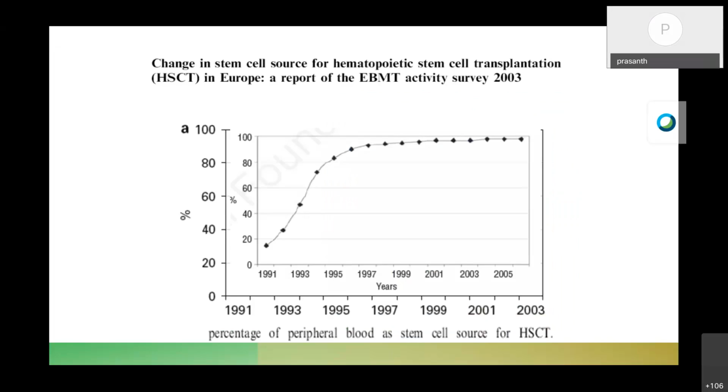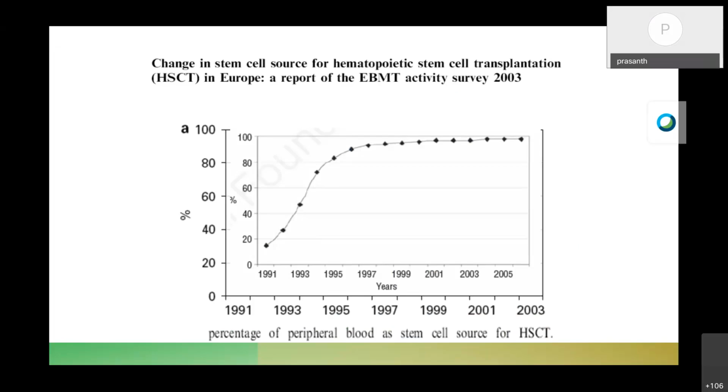As you can see here, from 1991 up to 2003, this graph shows that the source of stem cells for the transplantation procedure has changed from bone marrow to almost completely peripheral blood stem cells. There are obvious advantages to using peripheral blood stem cells. Primarily, it is patient comfort, because a bone marrow harvest procedure requires general anesthesia.